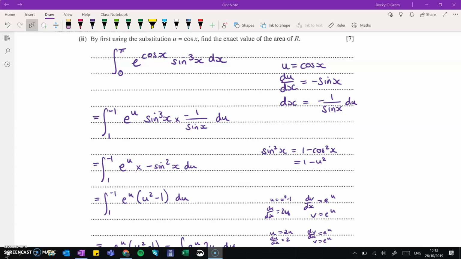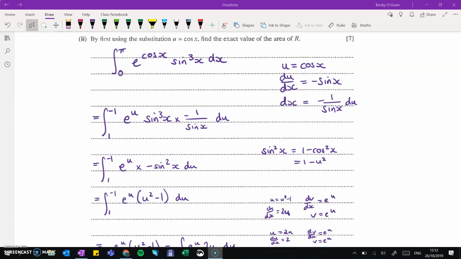So over here I've just done my little breakdown of the derivative to get what dx would be equivalent to. So then we can replace cos x anywhere in here with u. So e to the cos x becomes e to the u. If we replace dx with its equivalent in du, we get this.